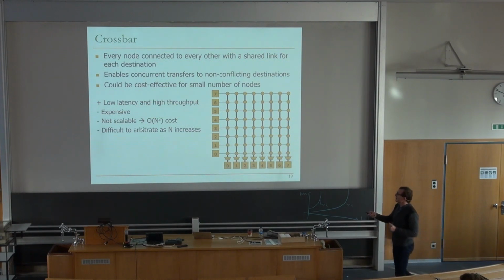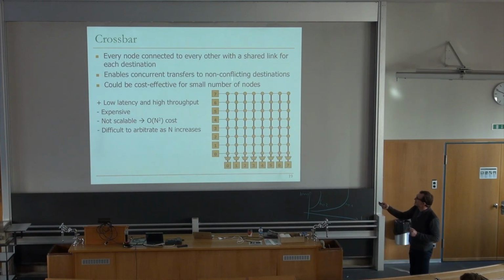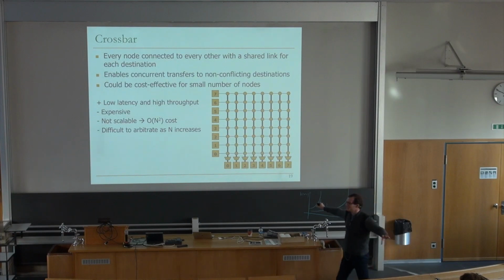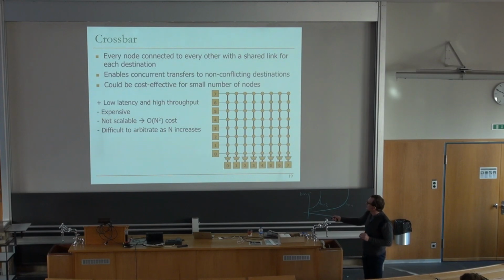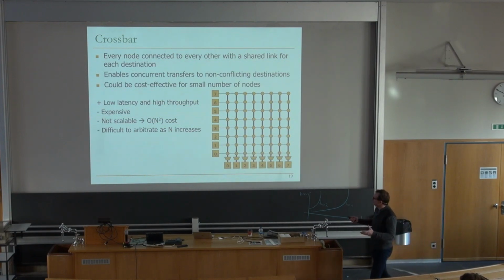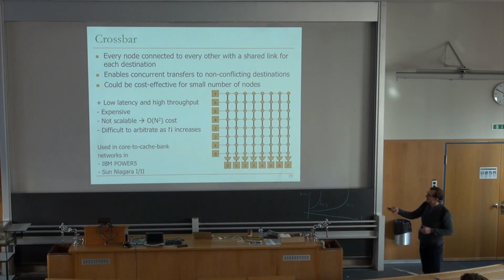And there's also another issue. It's difficult to arbitrate as N increases, because you have a shared link, and your N increases over here. So how do you arbitrate for that shared link? Your arbitration complexity increases over here. You can think of this mux becoming much bigger if you want to arbitrate for a shared destination. If everybody wants to transfer to destination 0 over here, you need to do that arbitration, and you need to do that efficiently. So it's not as easy to build as you increase N, basically.